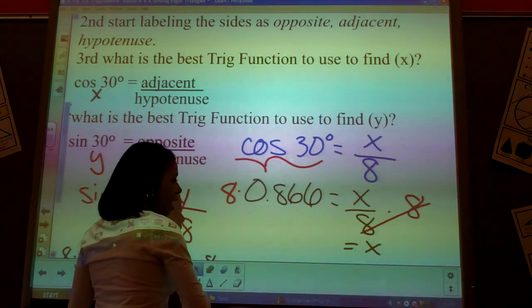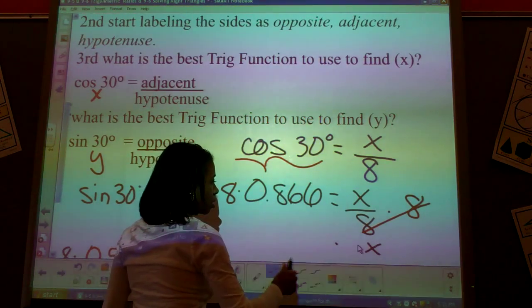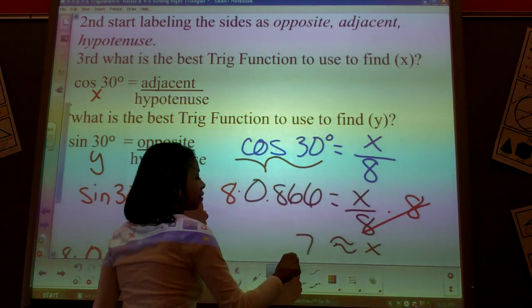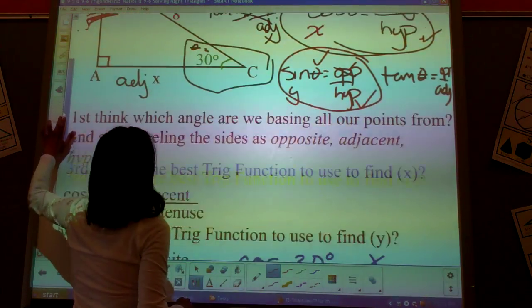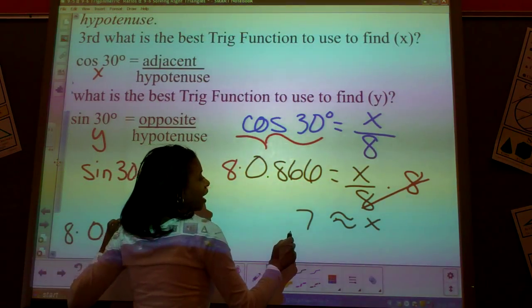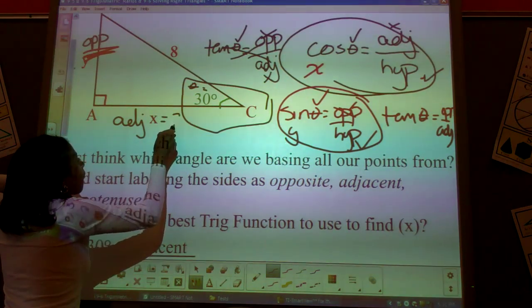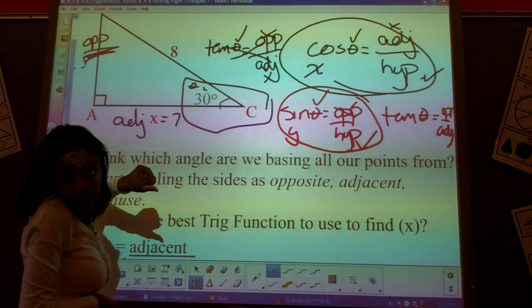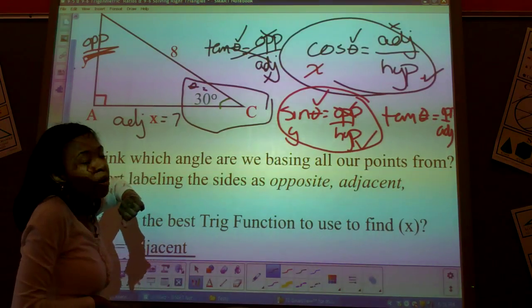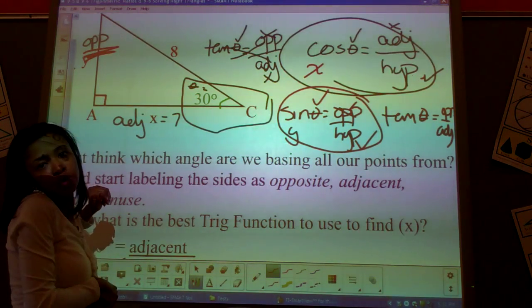Okay, so this is approximately 7. And I'm not sure if I use units on it. Did I put feet? Nope, I just left it as a number. So x is equal to 7. Okay? Now, I can tell you can cheat. You can use the Pythagorean theorem. A squared plus b squared equals c squared. Or you can continue using the trig function.